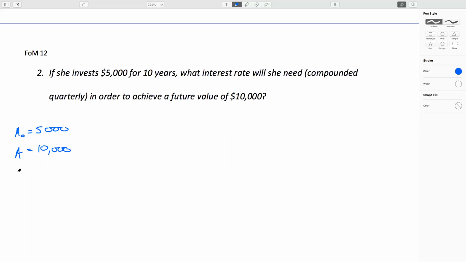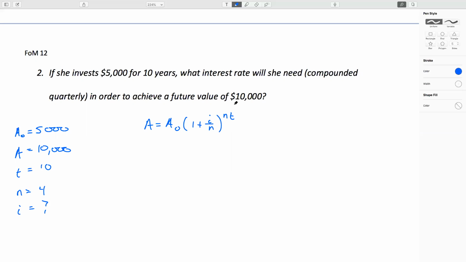We've got a term of 10 years, T equals 10 years. And we know that it's compounded quarterly, so N equals 4 compounding periods per year. What we don't know is our interest rate, okay? So we start out with the equation, A equals A naught times 1 plus I over N to the NT.